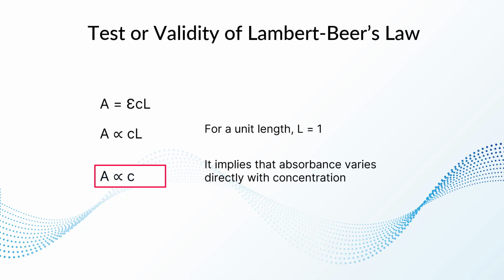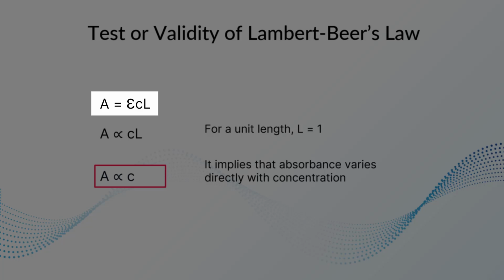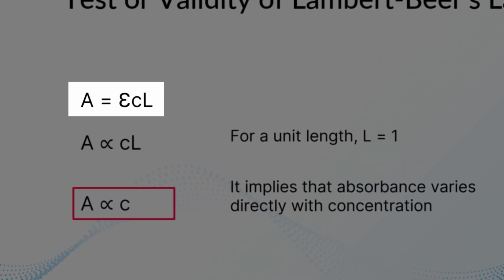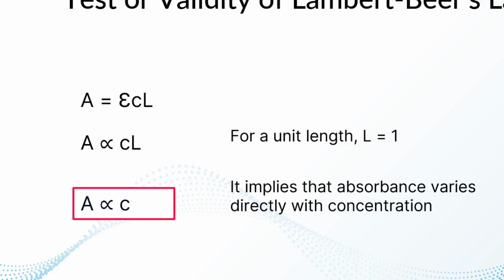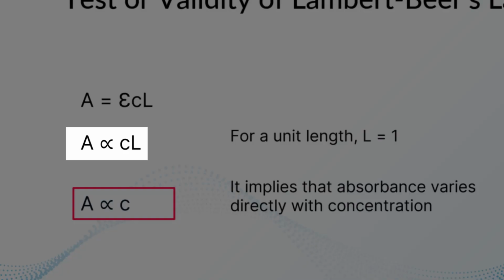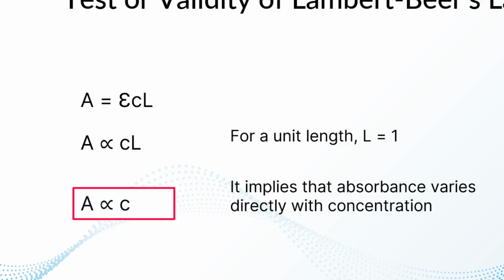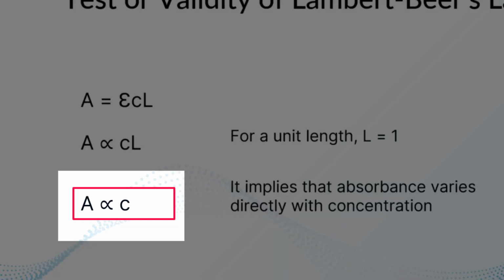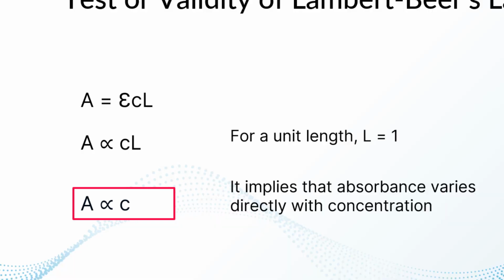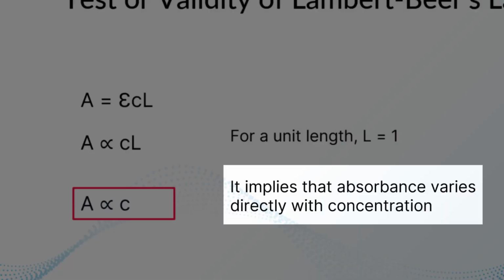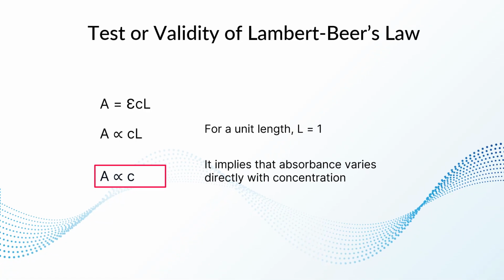First thing is, as we have seen, that A is equal to epsilon C L, and if I say that the length of the cuvette or the length of the test tube or the length of the path is fixed for 1 unit, maybe 1 centimeter, so A is proportional to C now. It implies that absorbance or optical density directly depends upon the concentration. You vary the concentration and there is a varying value of optical density.